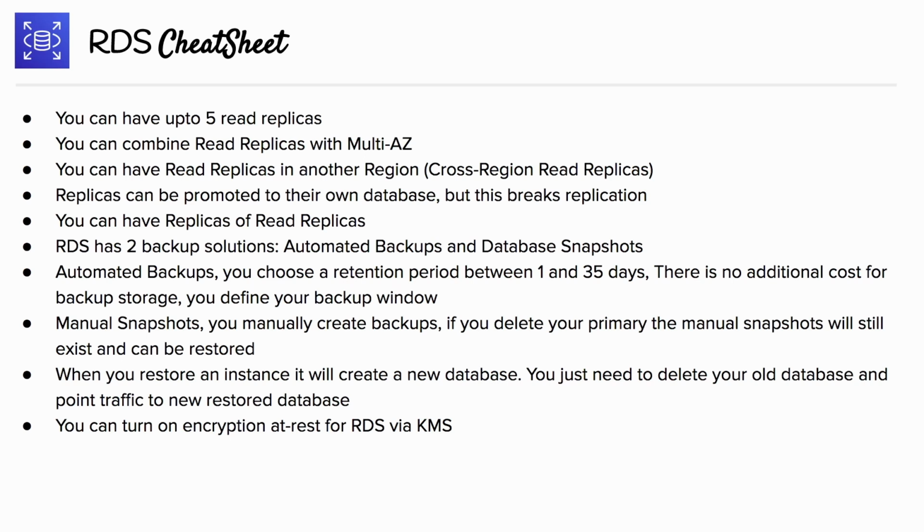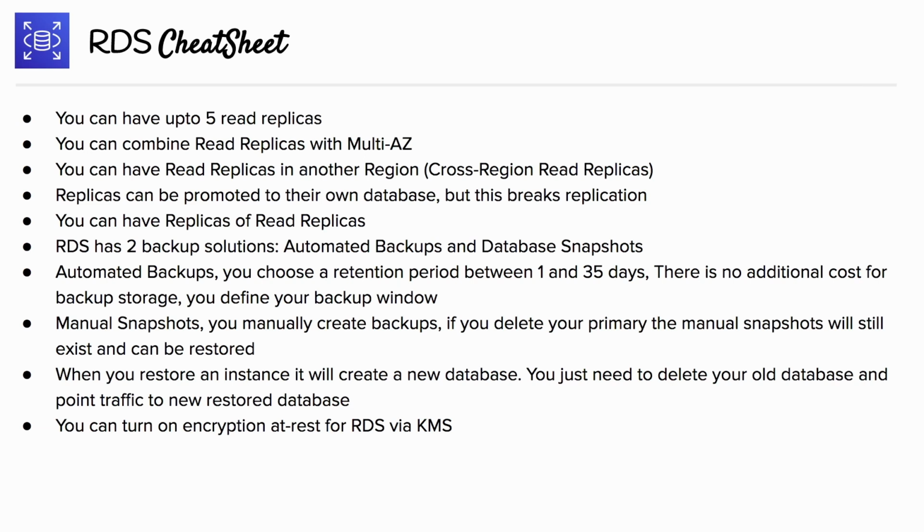RDS has 2 backup solutions. We have automated backups and database snapshots. Should be manual snapshots, but it means the same thing. So for automated backups, you choose a retention period between 1 and 35 days. There is no additional cost for backup storage. You define your backup window.